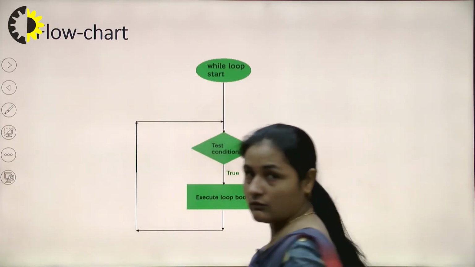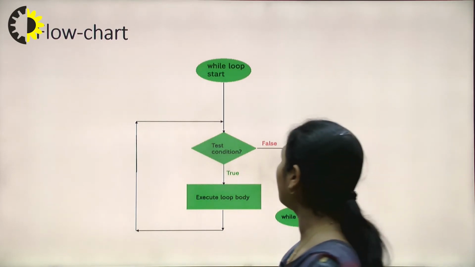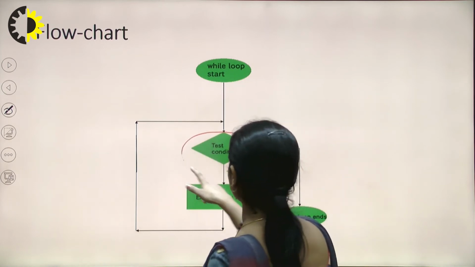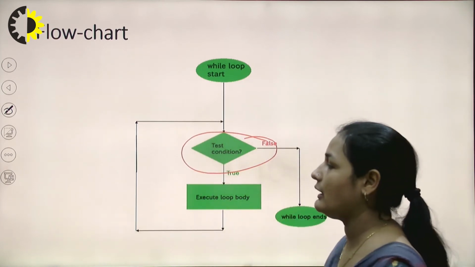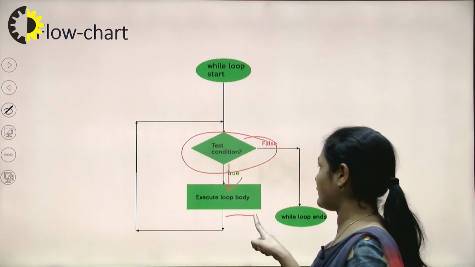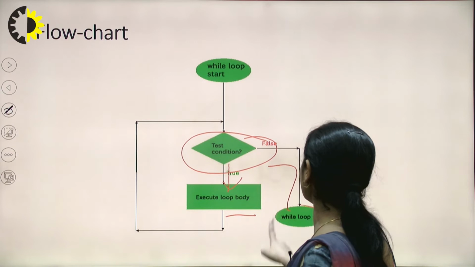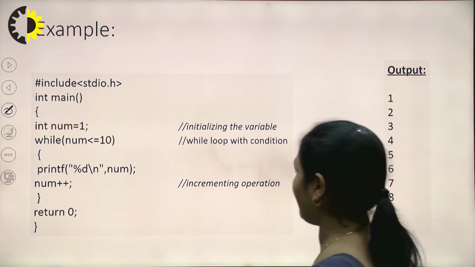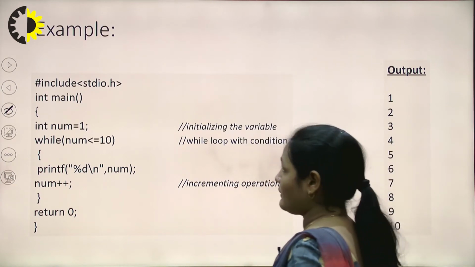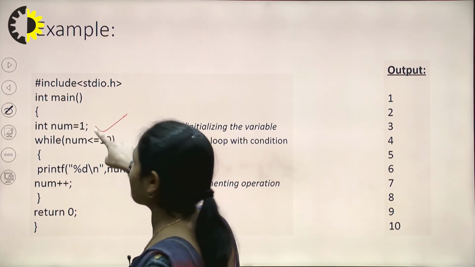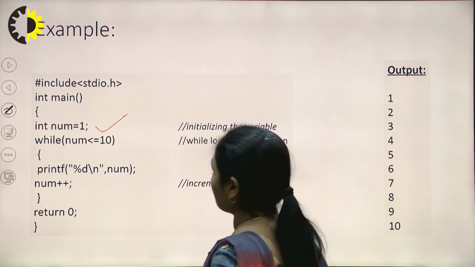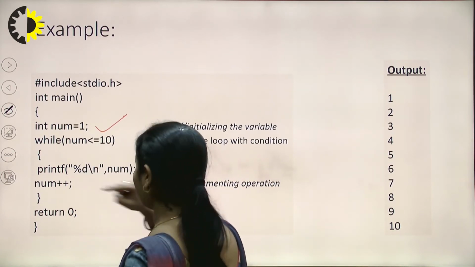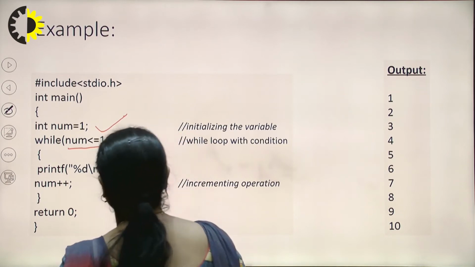This is the flow chart of the while loop. We start the while loop, and after that we test the condition. If the condition is true, then the body of the loop will be executed, and if the condition is false, then the loop ends. So this is an example of a while loop. Here we want to print the numbers 1 to 10. This is the initialization expression. We initialize the variable num to 1 and we write a test condition that num is less than or equal to 10.